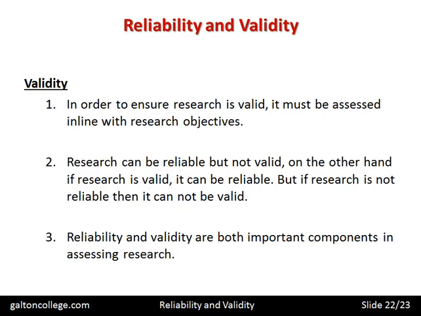Reliability and validity are both important components in assessing research. Both need to be completed. And just to summarize where we've got to with this, it does sound complicated, but reliability means that the results could be repeated over and over. If the technique is good and there's no bias and the questions are clear and straightforward, and the sample is selected so there's no bias in the sampling, then it's reliable.